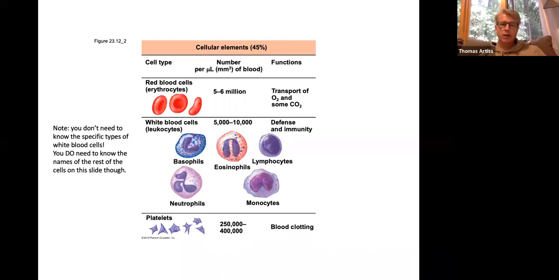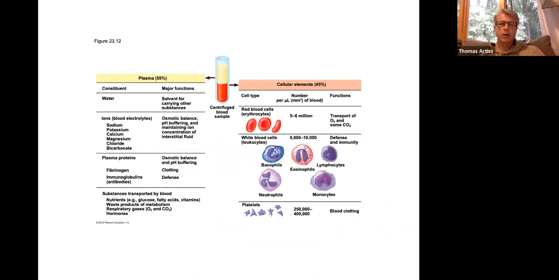Again, here are some of the cellular components of blood. That 45% or so is made up of a variety of different cells and cell types, including these sort of cellular fragments called platelets, which are important for blood clotting. I don't expect that you'll memorize these either. And there we go. That's the sort of overall summary of the components of your blood.